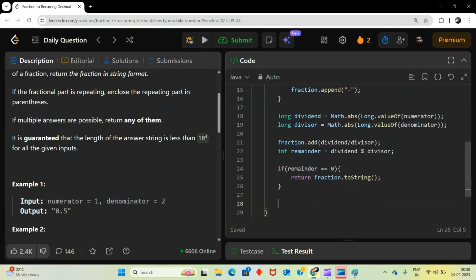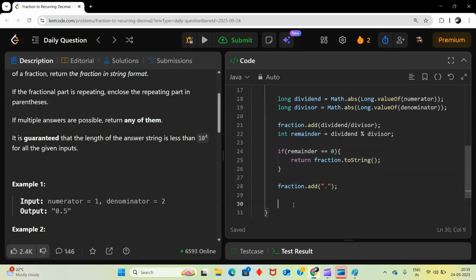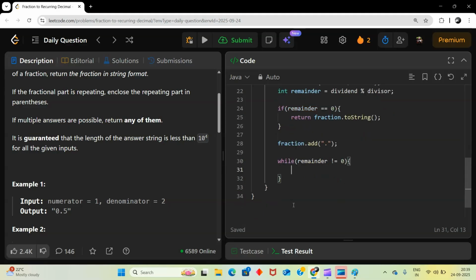If it is coming after this, that means the remainder is not 0. So what we'll do is fraction.append, we have to add a dot. Now till when do we have to do this? While my remainder is not equal to 0, till that time I'll run this loop. In that, first I will check when it is recurring, when I'm getting the same remainder as before.